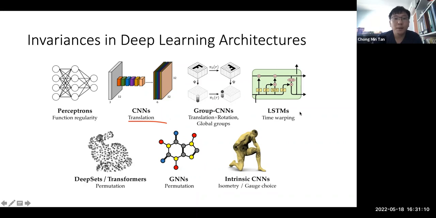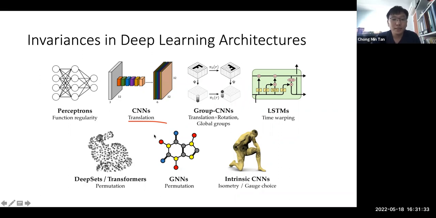LSTMs, long short-term memory, is a form of recurrent neural networks. They actually have this property called time warping. I feel this is a little forced, but we'll go through what time warping is later. It means that it can handle data that has dilated time, so if your input sequence has a different sampling frequency, you can still handle it.